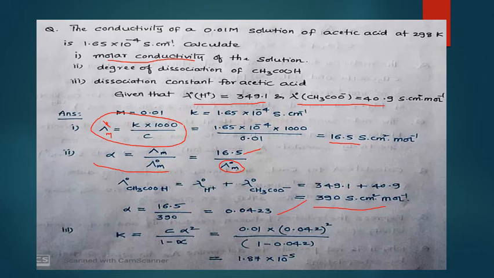Next, the dissociation constant. This is an important formula: K equal to C into alpha square by 1 minus alpha. C is already given in the question, 0.01. Alpha we have derived here, 0.0423. So it is substituted here, and this is the final answer, 0.042. Here no unit is present. It is very important, dear students: degree of dissociation and dissociation constant don't have any units.